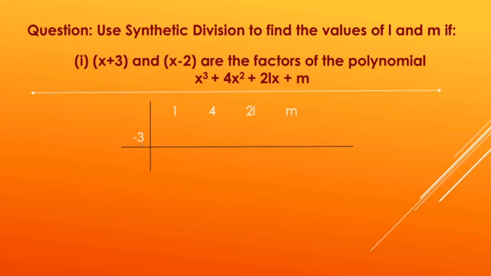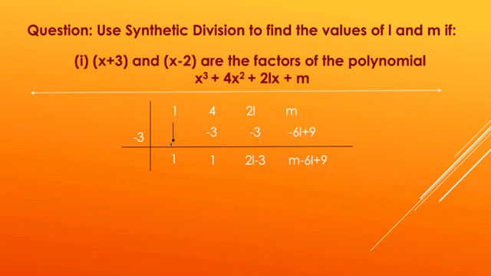Same procedure will be repeated. 1 will be written as it is here. 1 into minus 3. 1 will be multiplied by minus 3 and we will get minus 3. We will write it here. 4 minus 3 is 1. Now 1 will be multiplied by minus 3. We will get minus 3. It will be written here. After adding these two values, we will get 2l minus 3. Now we will multiply 2l minus 3 with minus 3 and we will get minus 6l plus 9, as 2 3s are 6 and 3 3s are 9.